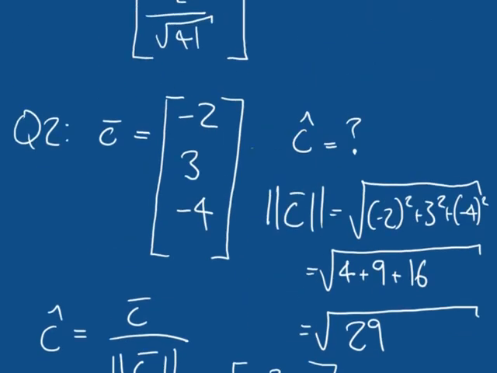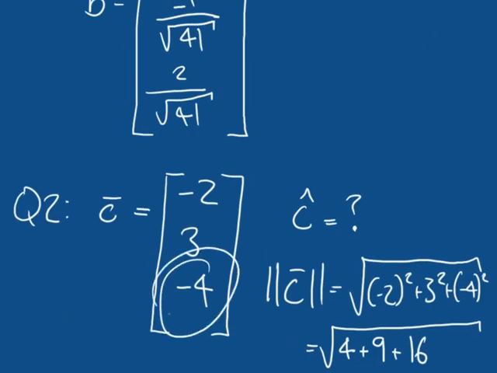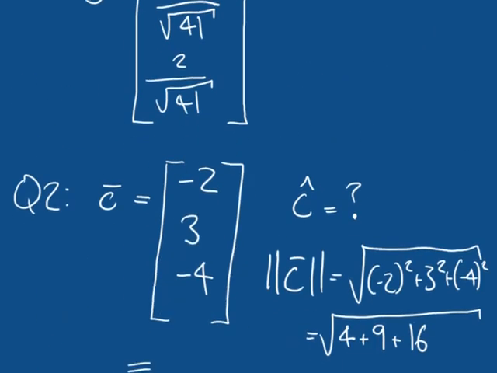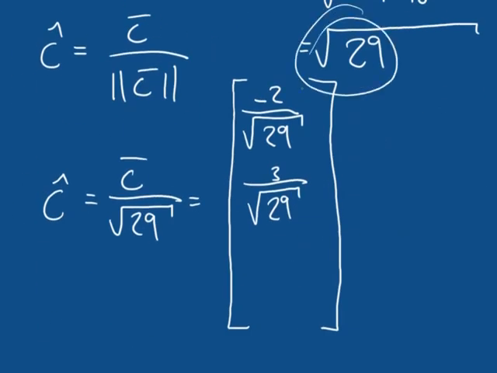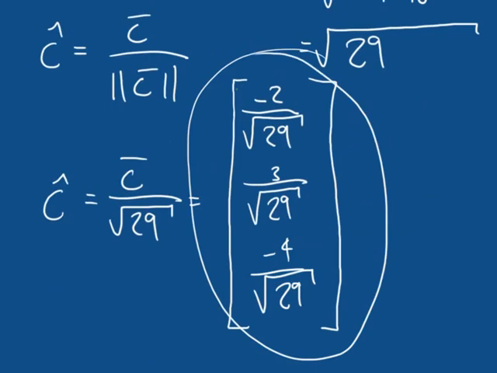The y component of our unit vector is going to be the y component of c, which is 3, divided by our length, which is the square root of 29. And the z component of our unit vector is the z component of c, minus 4, divided by our length, the root of 29. So minus 4 divided by the square root of 29. And this is the answer that you were looking for.